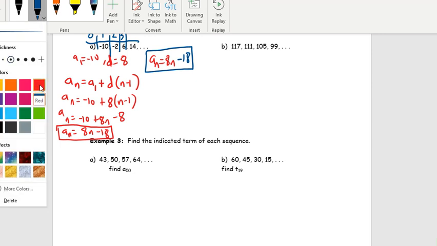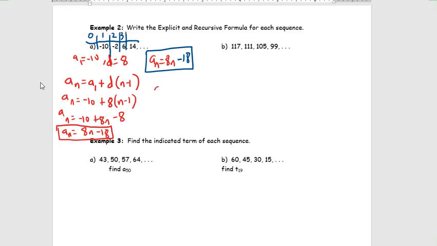So the recursive formula was a sub n equals a sub n minus 1 plus the common difference, and we have to state the first term. All right, so for this sequence, it's going to be a sub n equals a sub n minus 1. It starts out this way every single time, even when we get to geometric sequences in a future unit. The recursive rule will be a sub n equals a sub n minus 1.